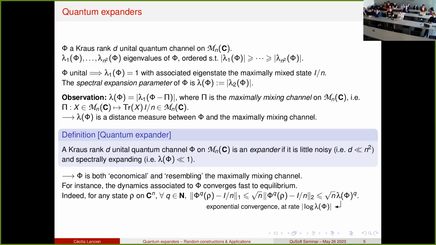Just to clarify, when you talk about eigenvalues of the channel, you mean that you treat it as a linear operator and you vectorize the states that it acts on? Yes, exactly. And in fact, in many proofs, when we want to study the spectrum of these objects, it's usually much simpler to view it as a matrix on Mn tensor Mn. Like to really vectorize everything. But yes, it's exactly what I mean by this.